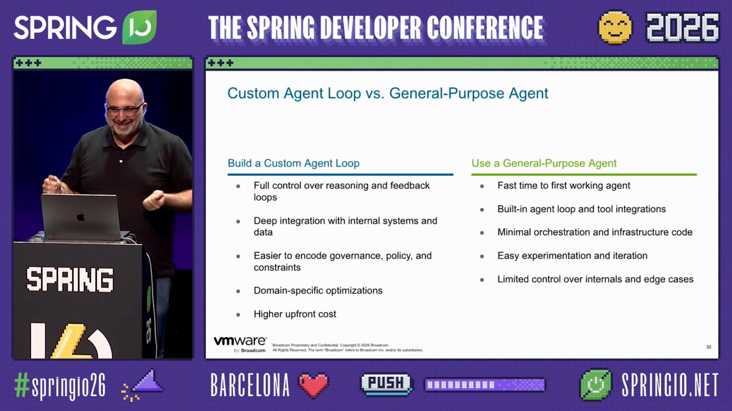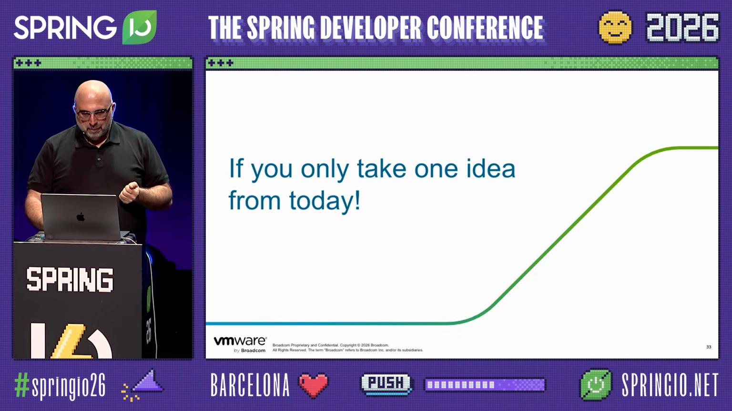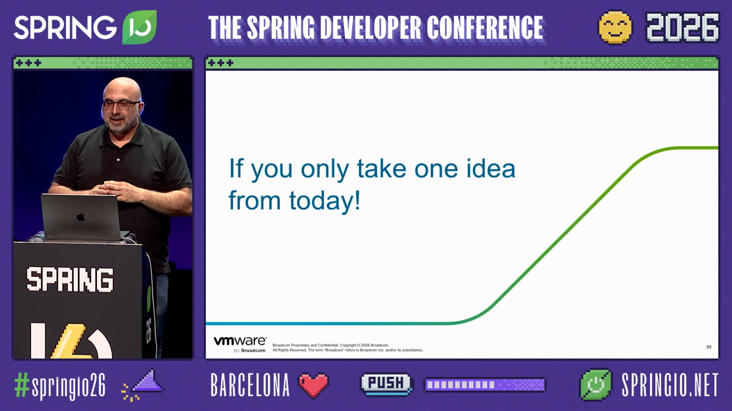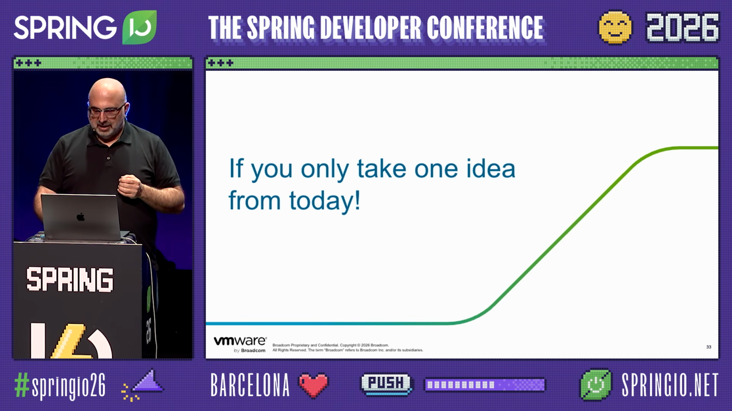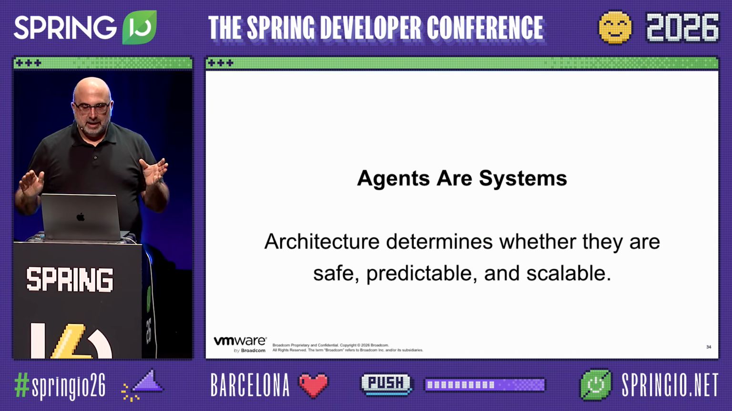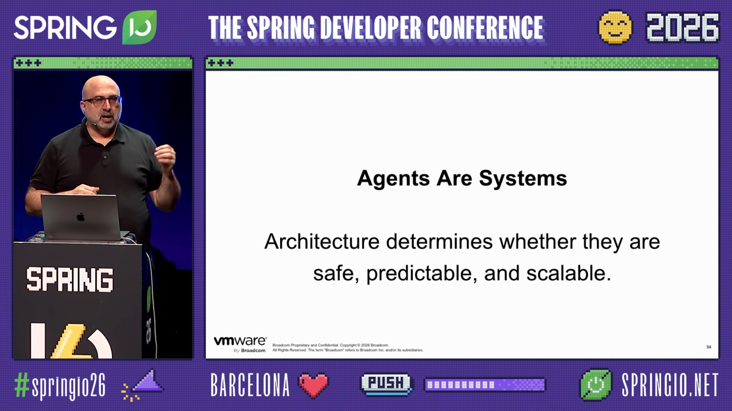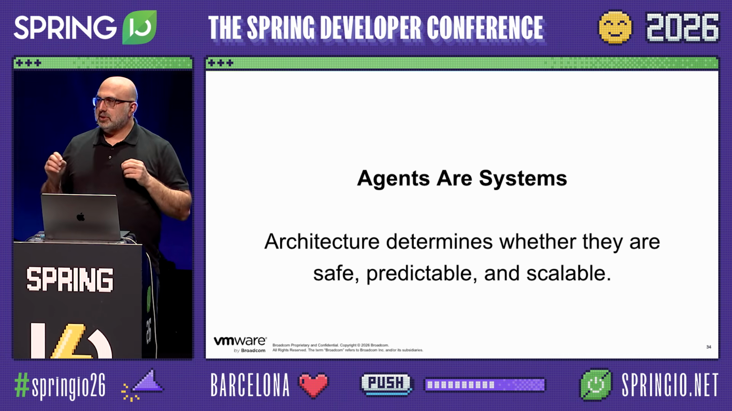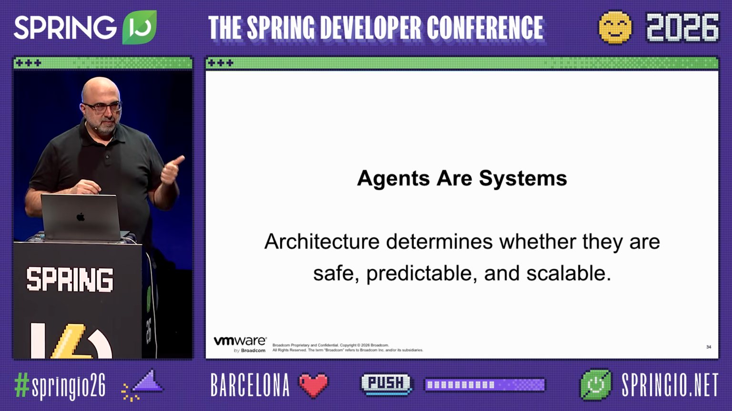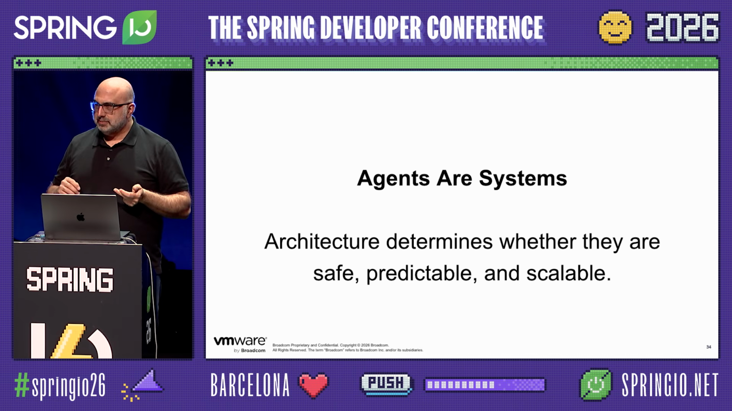If you take only one idea from what we talked about today, it's this. Agents are systems. And when you're talking about systems, architecture matters. And architecture determines whether they are safe, predictable, and scalable.